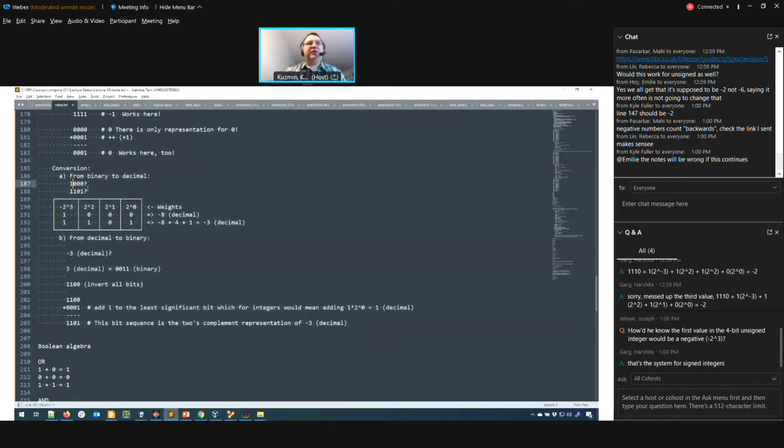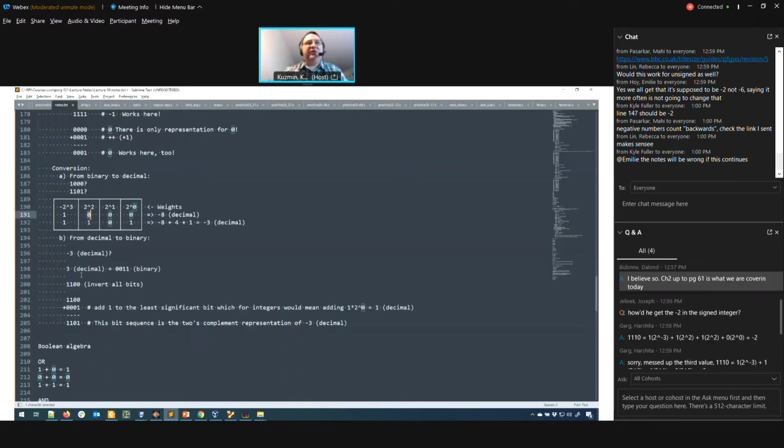From binary to decimal, we just have to write down the weights and then sum up the weights which are next to ones, right? Because obviously if the digit is 0, it contributes 0 to the number. From decimal to binary, you just follow the same procedure. So you basically have to represent your decimal as a sum of powers of 2.